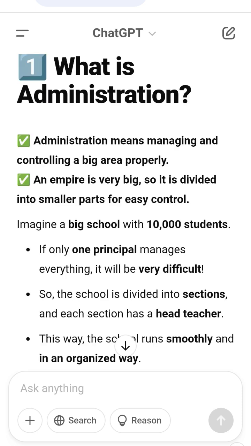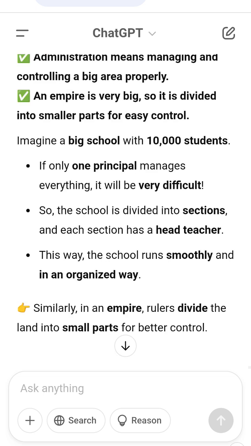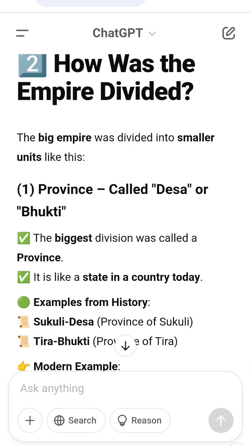3. Why was this division important? The king could not manage everything alone. He appointed officials to govern each province and division. This made the empire strong and well organized.